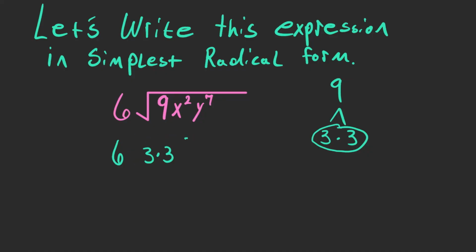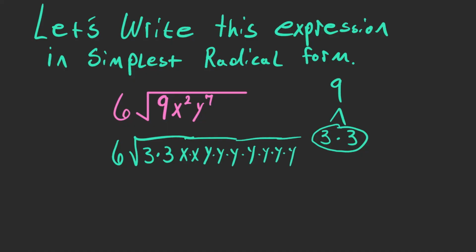And now I'm also going to go ahead and write x squared as x times x, and I'm going to write y to the 7th as y times y times y times y. So that's 4 y's. I need to do 3 more. Times y times y times y. So now you'll see that I've got one long big square root symbol here.